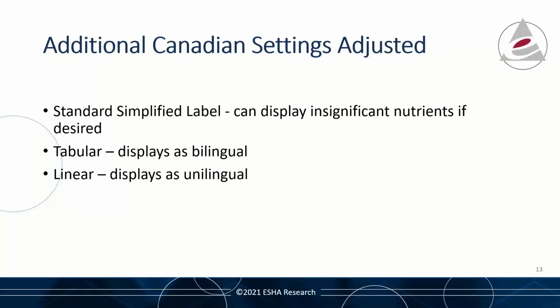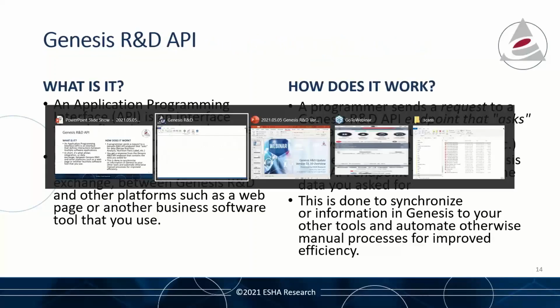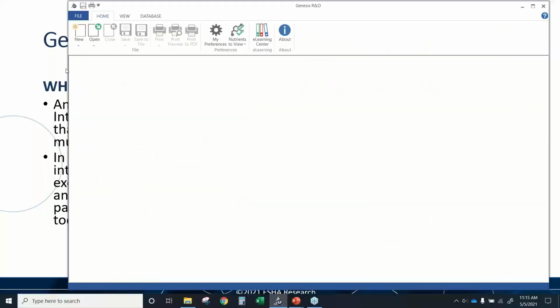In addition to those specific settings for Canada labels, the 1110 offers general settings for Canadian labels. So those include the standard simplified Canadian label can also display insignificant nutrients if desired. So you would need to manually select those if you want those displayed on the label. And then again, tabular labels will show a bilingual label. The linear label will show as a unilingual label, so just showing French or English. So at this time, let me move into Genesis and show you how those features look in action.